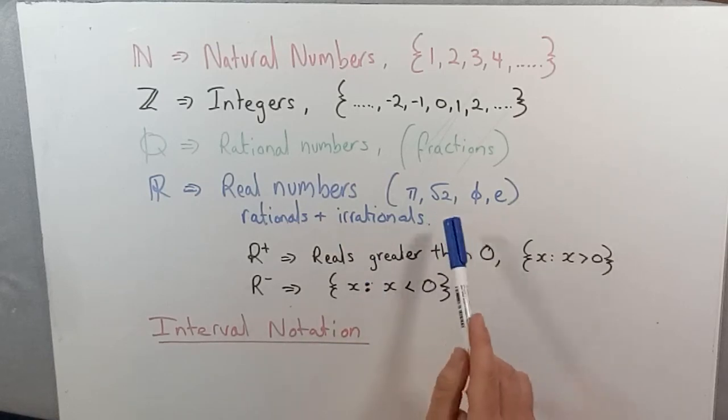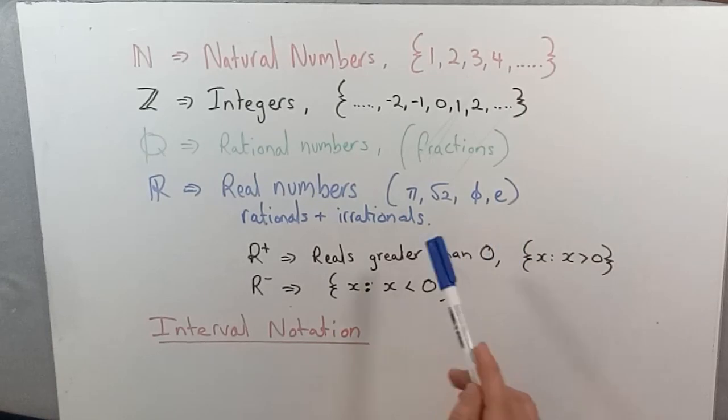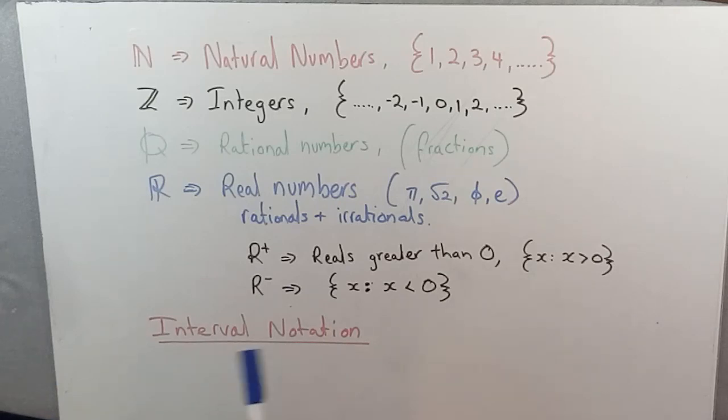√2, can't write that as a fraction either. Phi, people might have heard of phi, it's about 1.6-ish, but again has decimal numbers that don't repeat in any order, and the number e. Okay, so all those numbers plus an infinite number more are represented in R. So anything on the number line is R.